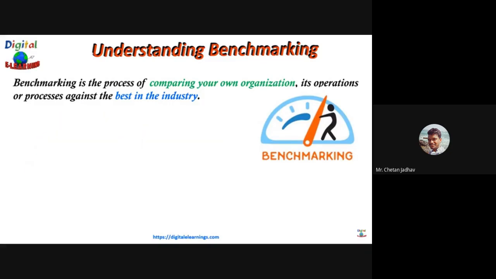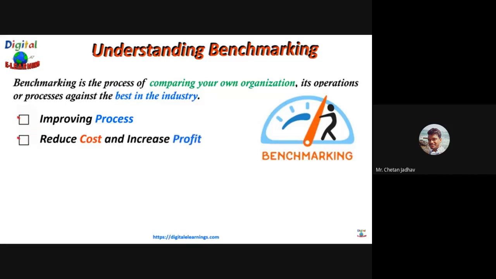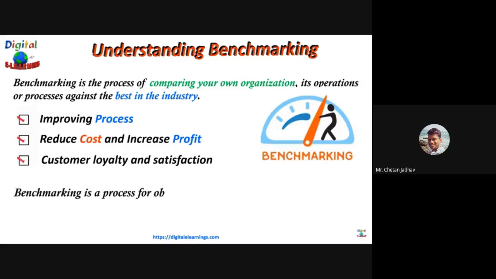The intent here is to generate ideas for improving the process, generate ideas to reduce the cost and increase the profit, and strengthen customer loyalty and satisfaction. Simply put together, benchmarking is a process of obtaining a measure called a benchmark. These measurements don't have much value on their own. That is, the data needs to be compared against some sort of standard, that is the benchmark.